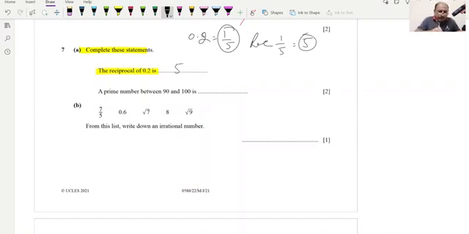Then a prime number between 90 and 100. The prime number between 90 and 100 is 97, which is not divisible by any other number. So we can write here 97.